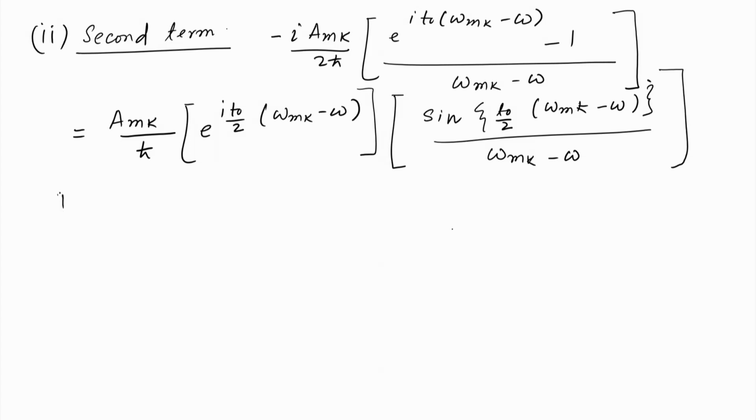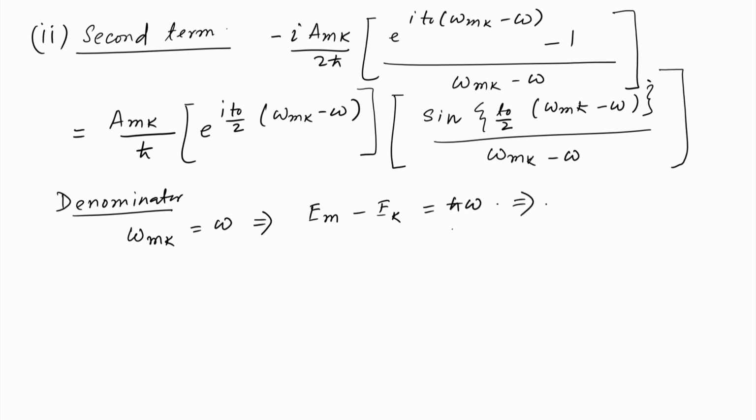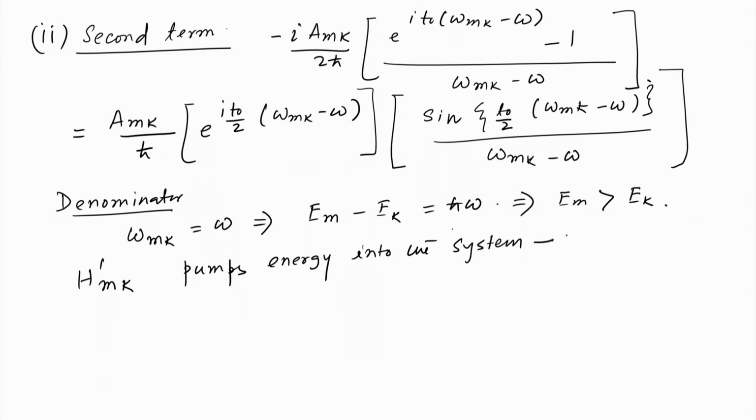Now, look at the denominator. The denominator has a pole when omega m k equals omega, which means that E m minus E k is equal to h cross omega, and that tells us that E m is greater than E k, which means that the H prime m k or the perturbation term pumps energy into the system, and this is related to emission.